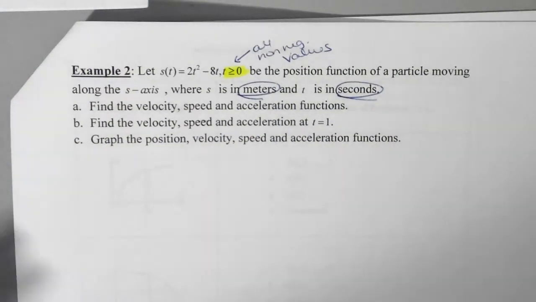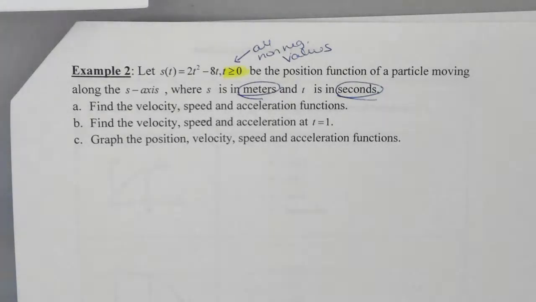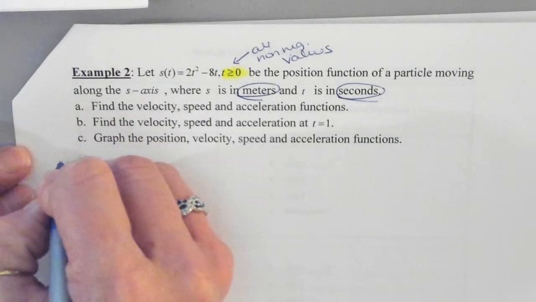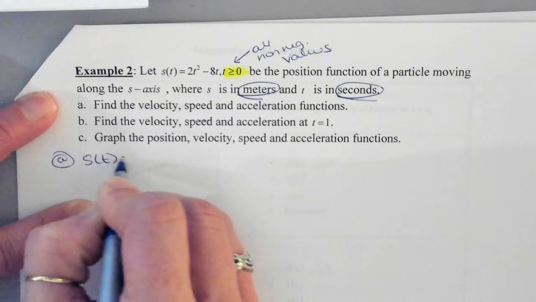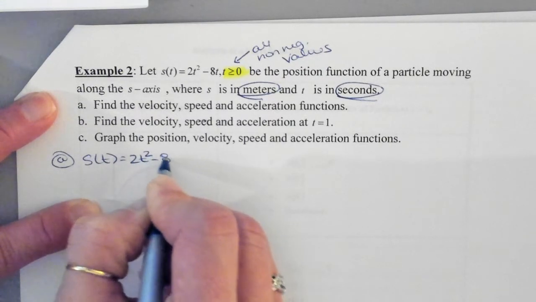So for a problem like this, if we have to label our answer, bless you, you need to make sure you label your answer. So in the first part, we want to find the velocity, speed, and acceleration functions. So we're not evaluating anything, right? We're just finding what those functions are. And then in part B, we want to find the velocity, speed, and acceleration at a given time, 1 second. And then we'll graph all of those. Okay? So in part A, we're given the position function. So S of t is equal to 2t squared minus 8t.